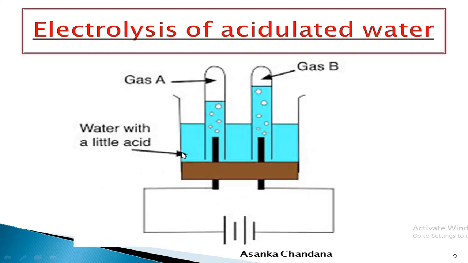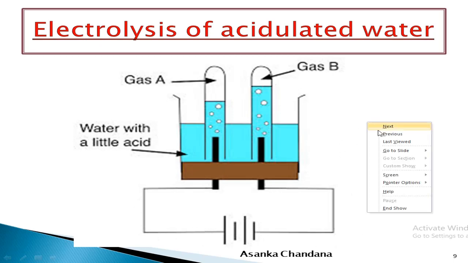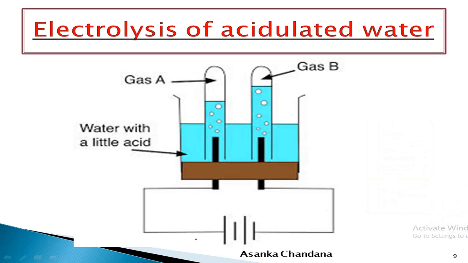This is the way. Firstly, we have to take this apparatus and add some acidulated water into this beaker. After that, two electrodes, especially graphite or platinum electrodes, are used here, connected to the external circuit. This is the positive terminal of the external circuit, and this is also a positive terminal. Positive terminal means anode. This is the negative terminal, and this one is also negative. It means this is the cathode.